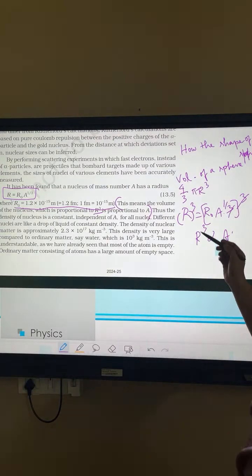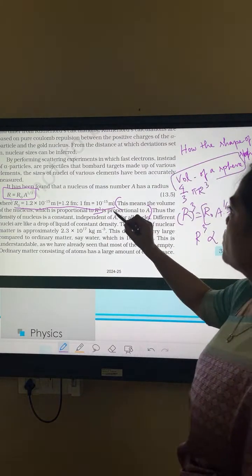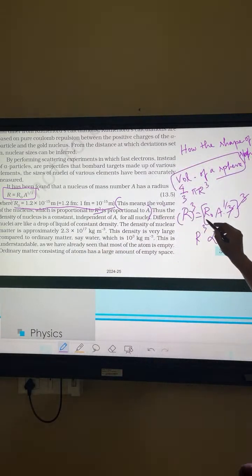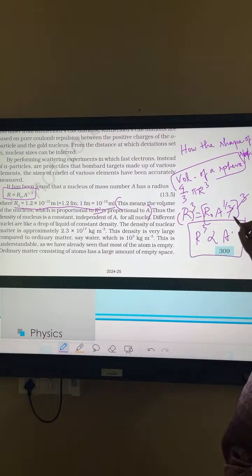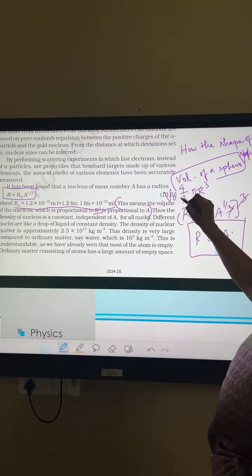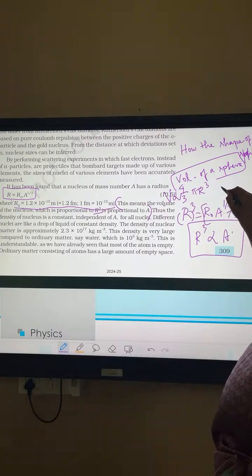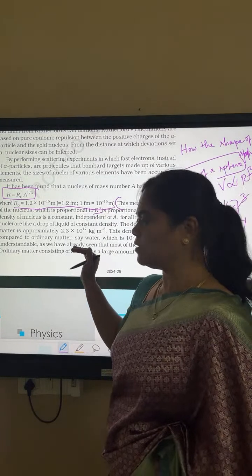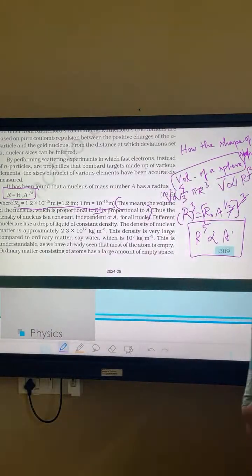Understood? So this means the volume of the nucleus, which is proportional to R cube, is proportional to A. So here these are all constants. So volume is proportional to R cube. So R cube is proportional to A. Understood or not? Okay. So until this, you just continue. I'll be catching you in the next video.